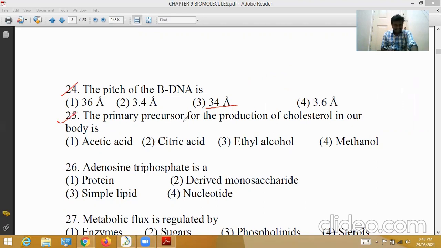25th, the primary precursor for the production of cholesterol in our body is, see, the primary precursor. Primary precursor means the initial material for the production of cholesterol in our body, which is acetic acid. Acetic acid is the primary precursor. In the biosynthetic or anabolic pathway, acetic acid is converted into cholesterol in the liver. So option 1 is correct. Citric acid, it is not citric acid. Ethyl alcohol, not ethanol. So acetic acid, the 25th correct option is 1. The primary precursor for the production of cholesterol in our body is acetic acid.